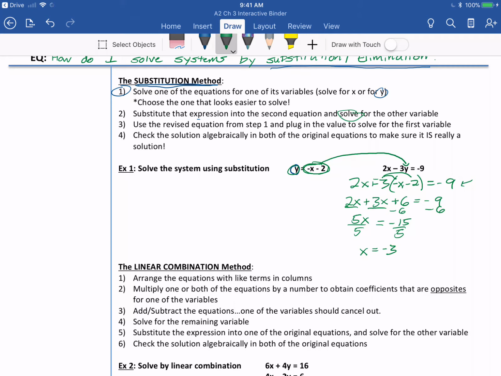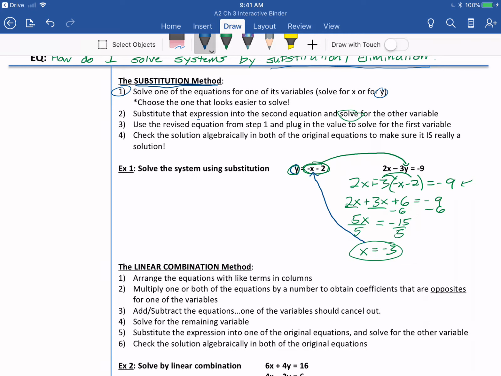That's a majority of my work right there. I say, hey, I got my x, now I have to solve for that y value. So now it says use the reverse equation from step number 1, plug in the value, and solve for the first variable. So all we really have to do is plug this x equals negative 3 into this equation back up here.